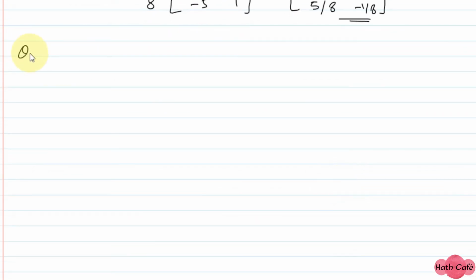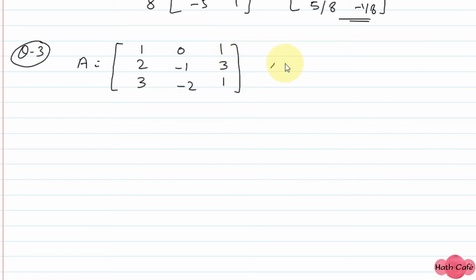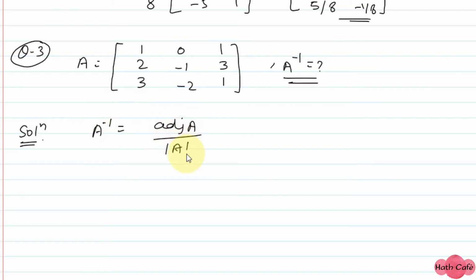If a 3 cross 3 matrix is given to us, 1, 2, 3, 0, -1, -2, 1, 3 and 1, and if it is asked to find A inverse, let's proceed with the solution. First of all, we will find the A inverse by adjoint of A divided by determinant of A.